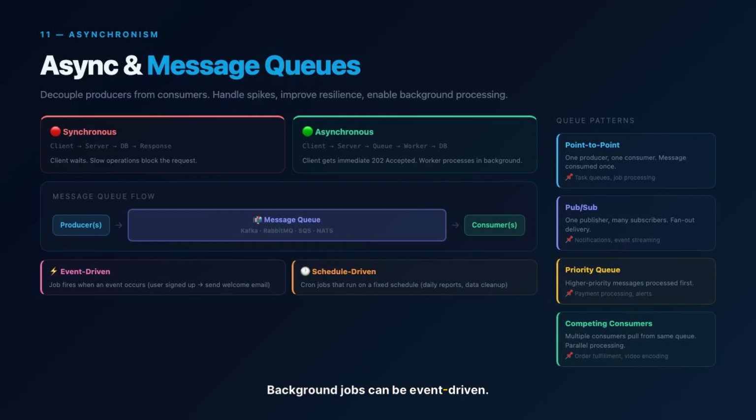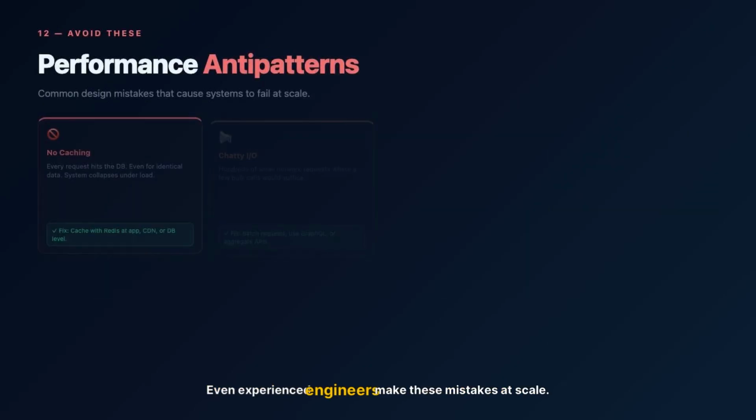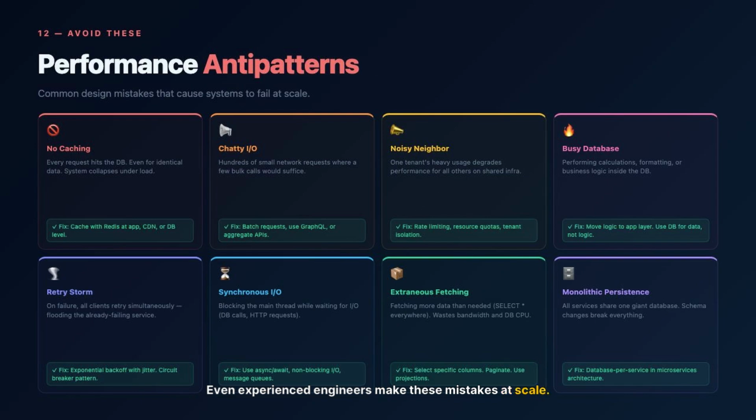Background jobs can be event-driven, firing when something happens like a user signing up, or schedule-driven, like cron jobs that run nightly reports. Tools include Kafka, RabbitMQ, Amazon SQS, and NATS. Even experienced engineers make these mistakes at scale.